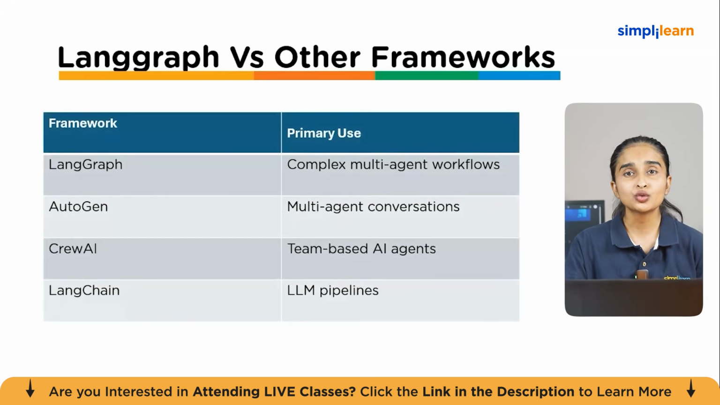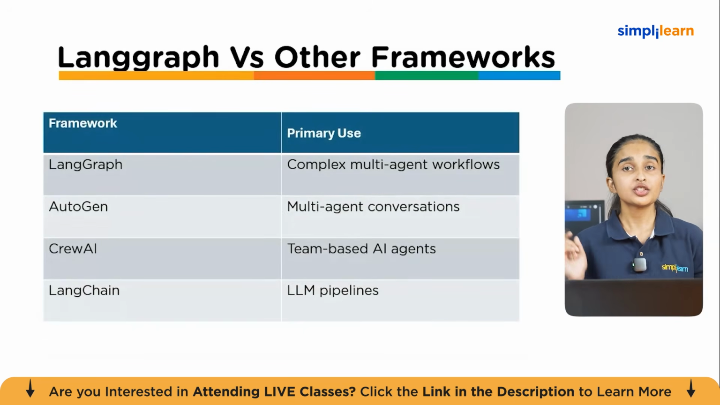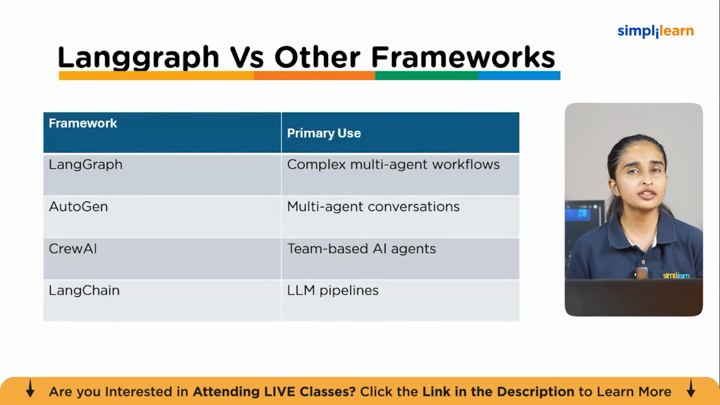LangGraph is mainly suited for complex multi-agent workflows. That is its primary strength. AutoGen is more focused on multi-agent conversations. CrewAI is known for team-based agents, where different agents work together almost like assigned roles in a team. LangChain is commonly used for model pipelines, where the focus is on chaining tasks and building structured workflows around model interactions. The key point here is that these frameworks are not exactly identical. Each one has a different primary use. Choosing the right one depends on what kind of system you are trying to build. If the workflow is complex and involves multiple connected steps and agents, LangGraph becomes especially useful.